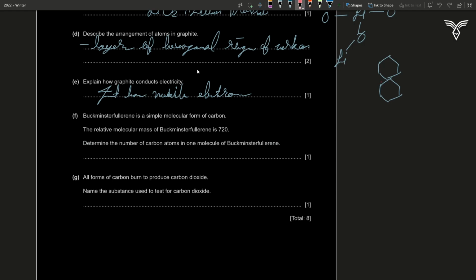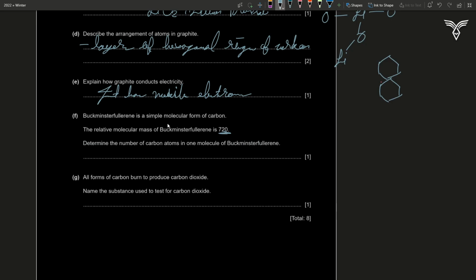طيب. Part F. Buckminster fullerene is a simple molecular form of carbon. This is something you would typically see in A-level, Buckminster fullerene. The relative molecular mass of Buckminster fullerene is 720. حلو. Determine the number of carbon atoms in one molecule of Buckminster fullerene.